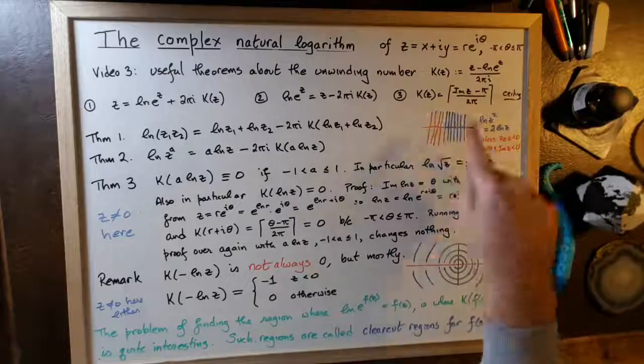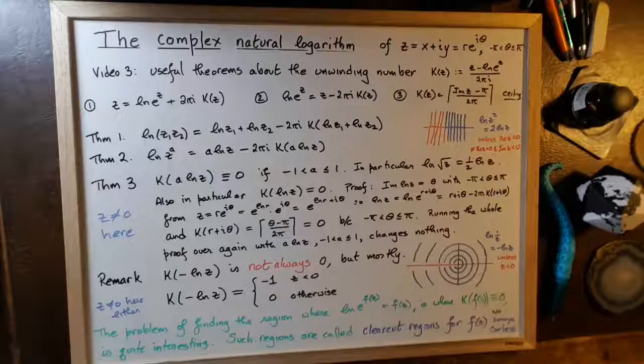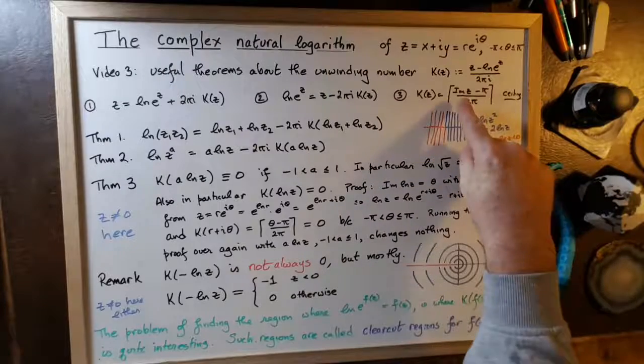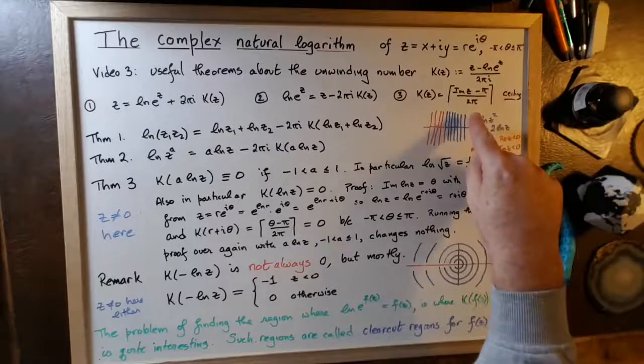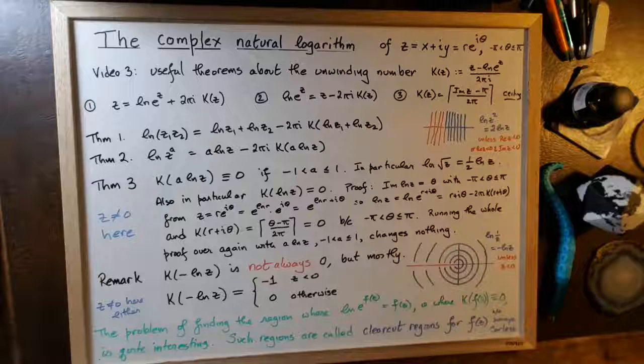This third one allows us to compute the unwinding number without taking logarithms or exponentials. All we need is the imaginary part of z. So if we take the imaginary part of z, we subtract pi, we divide by 2 pi, and we take the ceiling, the nearest integer larger or equal to that thing in the center. So that gives us our unwinding number to work with.